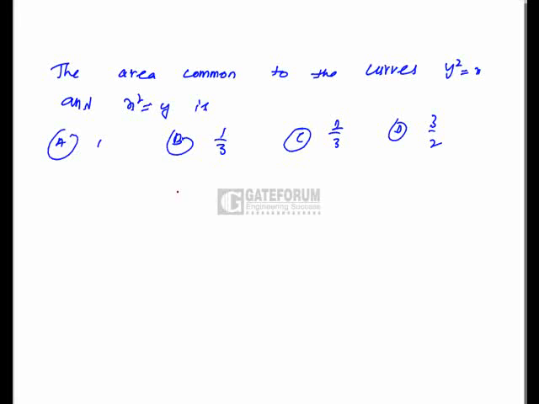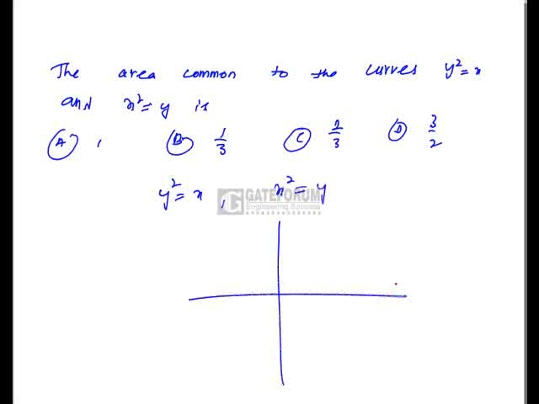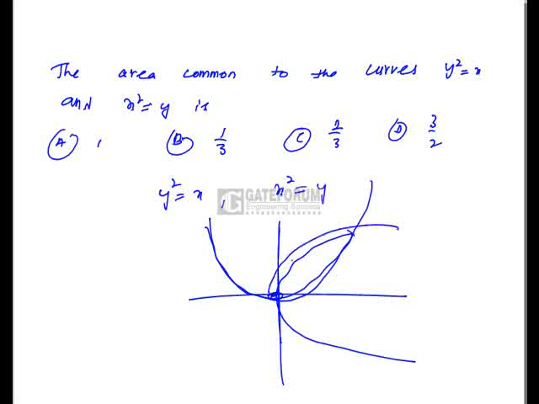To find the area bounded between the regions y square is equal to x and x square equals to y. We know y square is equal to x is a parabola symmetrical along the positive x-axis, and x square is equal to y is a parabola symmetrical along the y-axis, and both the curves will pass through the origin. Now we have to find this area.